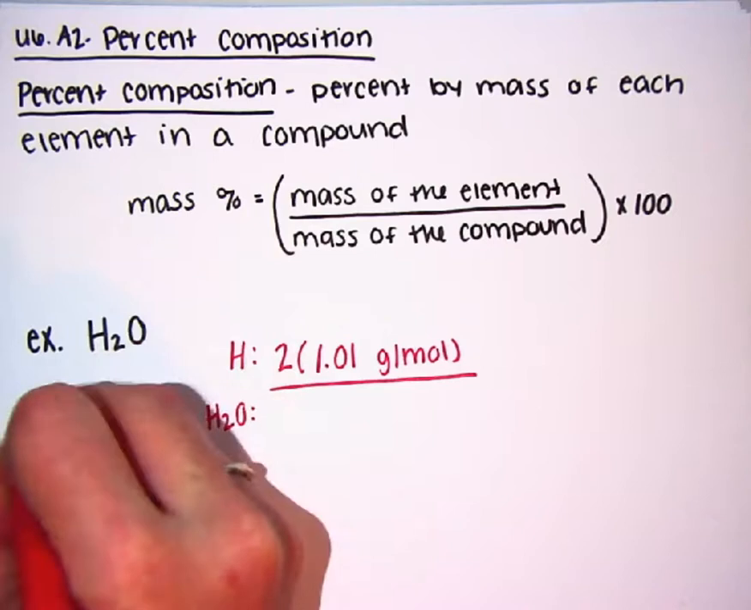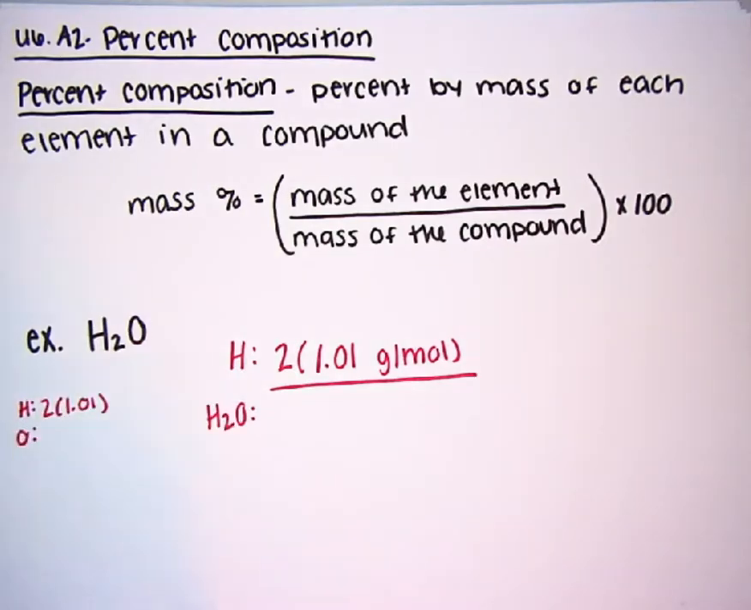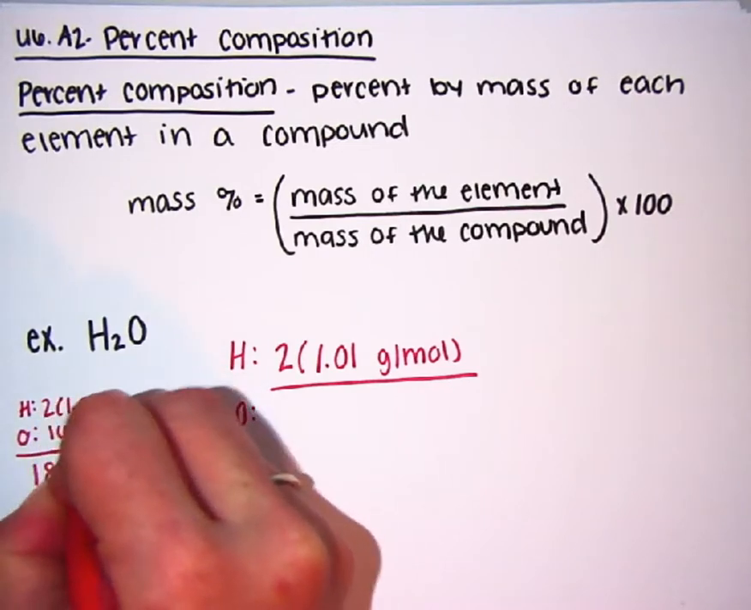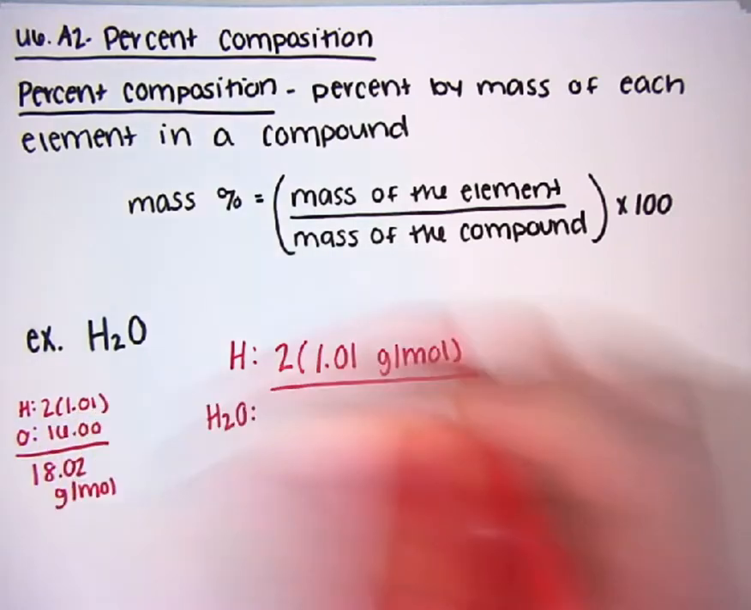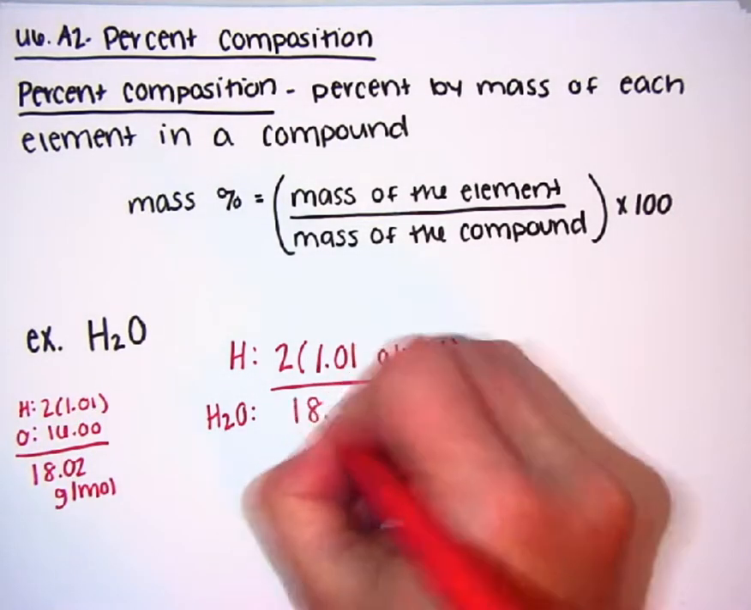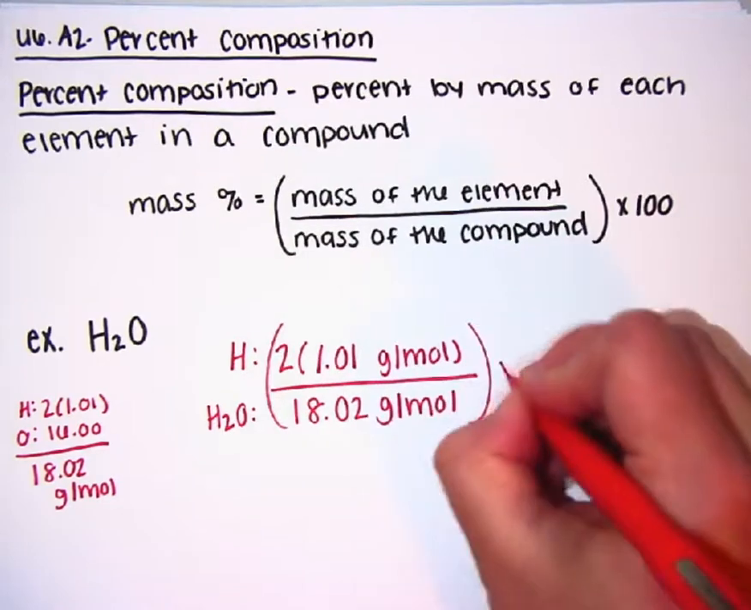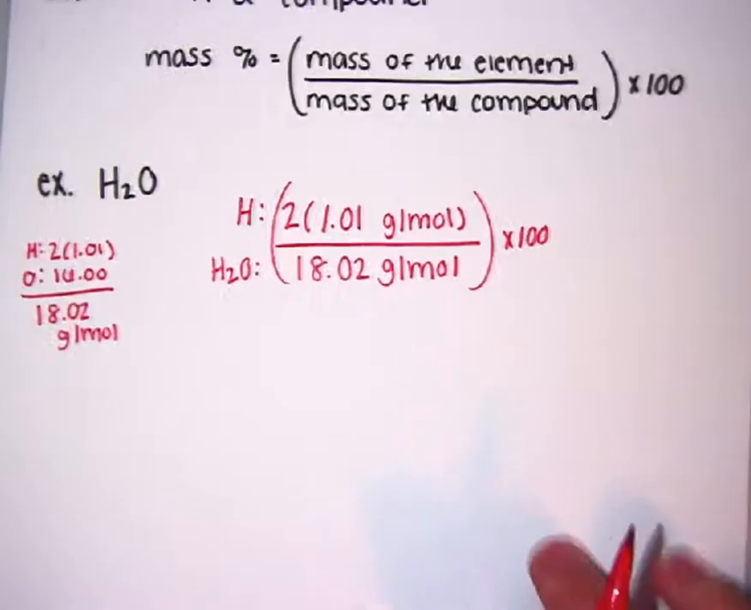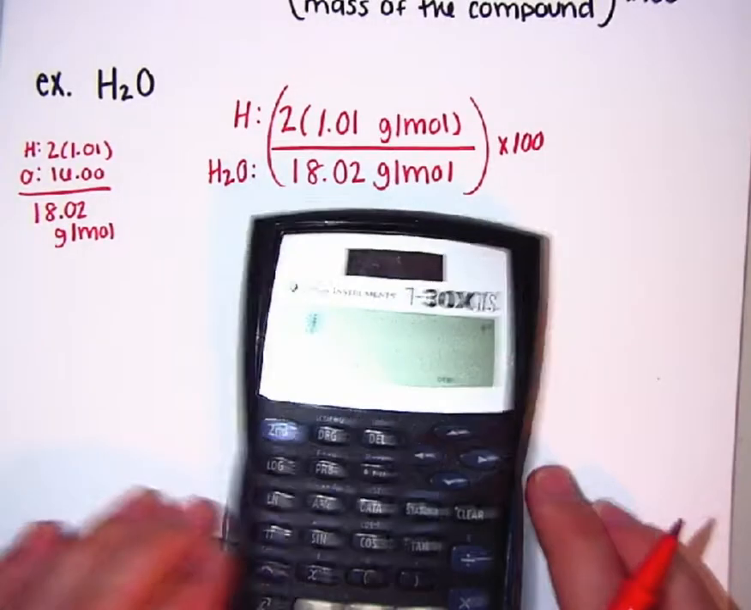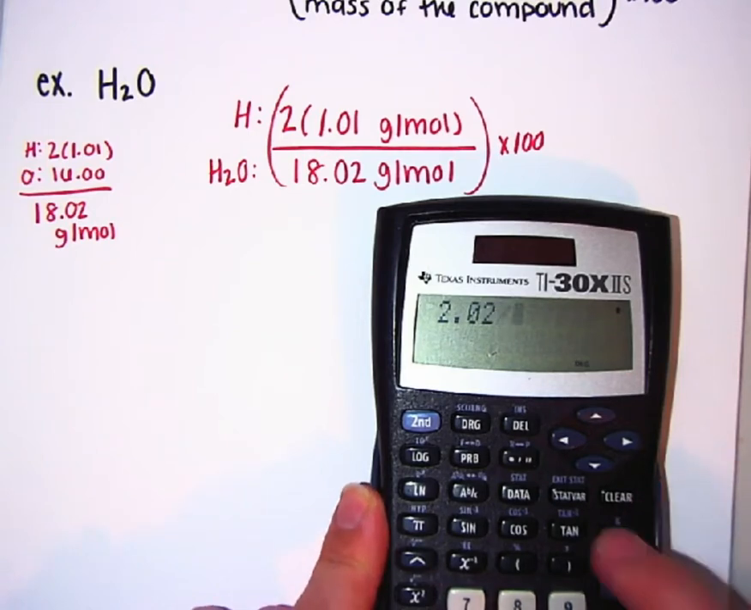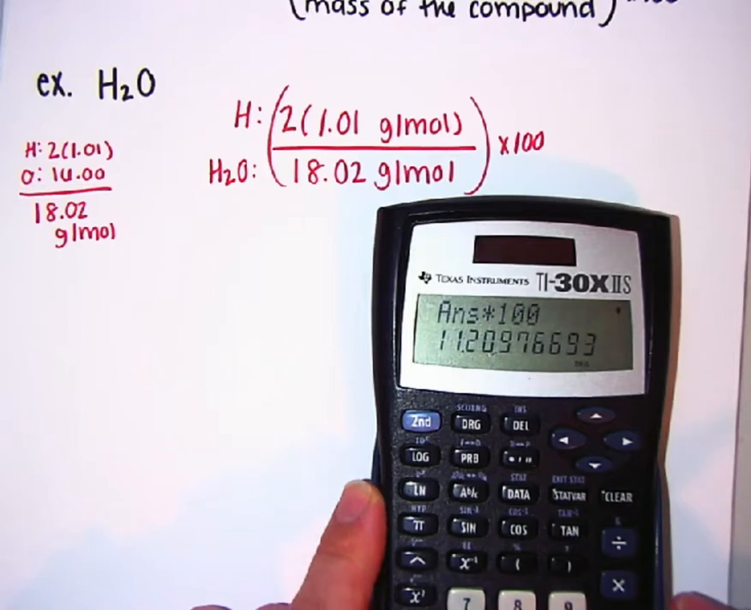So let's just do a quick calculation. 2 times 1.01 is 2.02 plus 16 gives me 18.02 grams per mole. And then I can solve, and that's it. So if I have 2 hydrogens, that gives me a mass of 2.02 divided by the total mass of water, 18.02. And then to get it to percent form, we can multiply by 100, 11.2%.